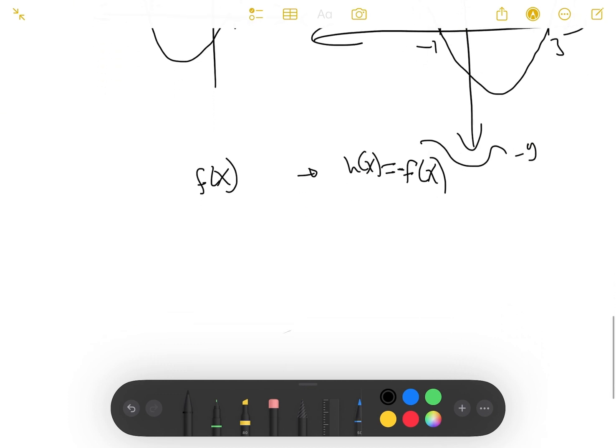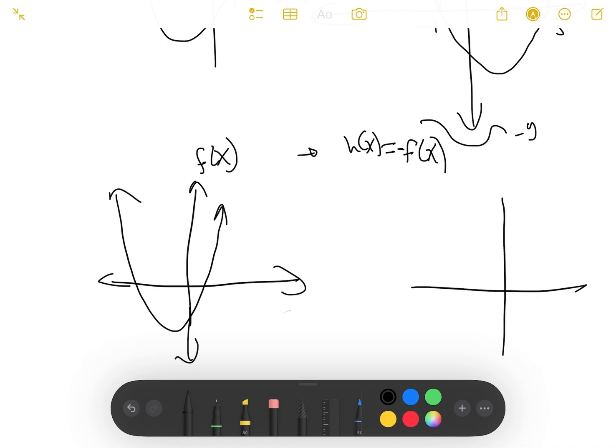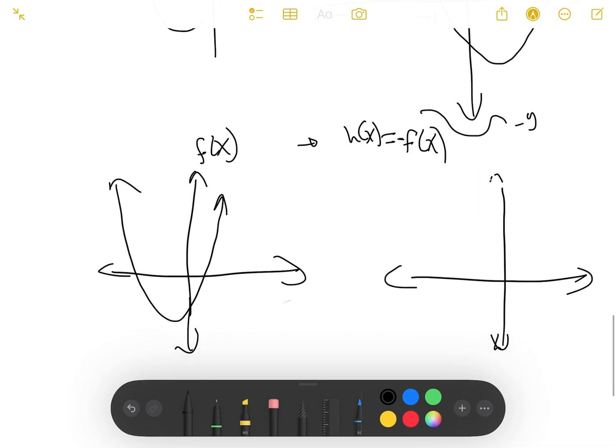So here you have to what? Negate all the y values. So this looks like this. Therefore, this is going to look like what? This is going to look something like this, okay? Which is a reflection about the x-axis. Okay, so it was reflected about the x-axis.